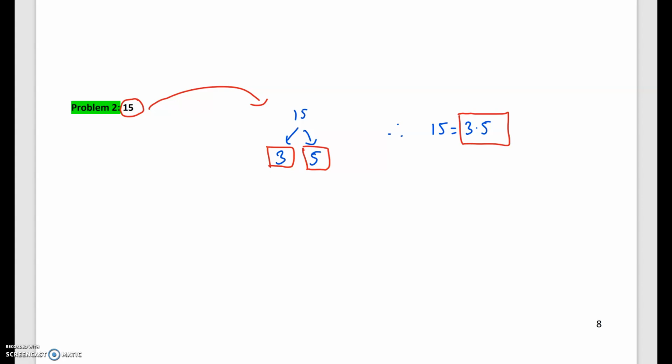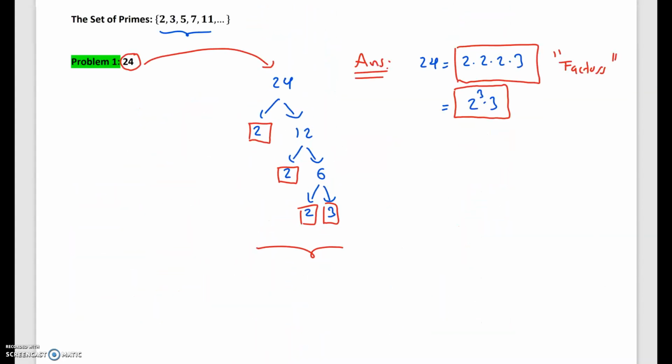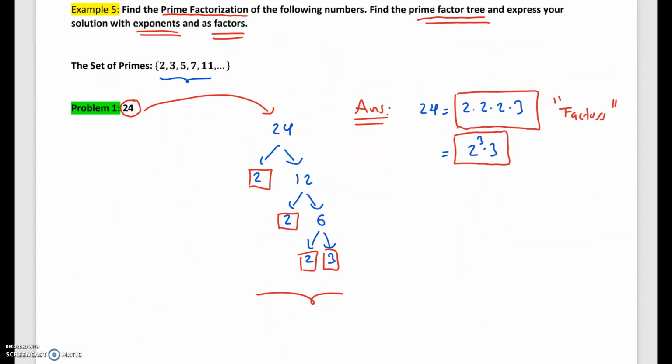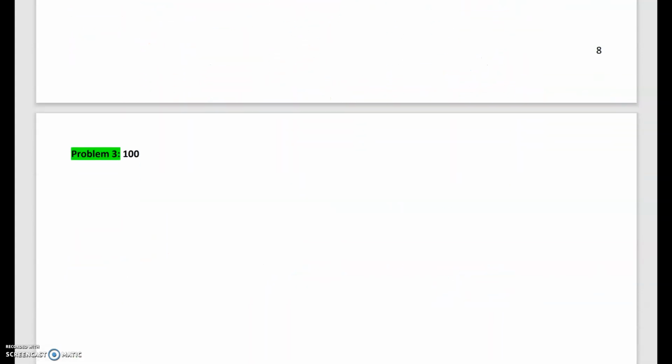And notice that on these two answers, we're not using 1. That's because as we're looking at the set of primes, you're looking at only numbers that are greater than 1, so not including 1. Let's take a look at problem 3. In problem 3, we happen to have 100.